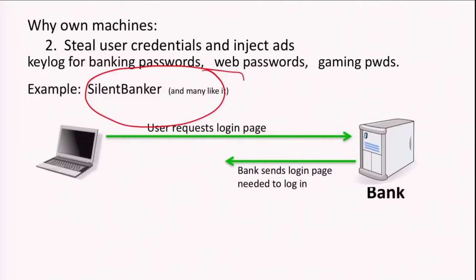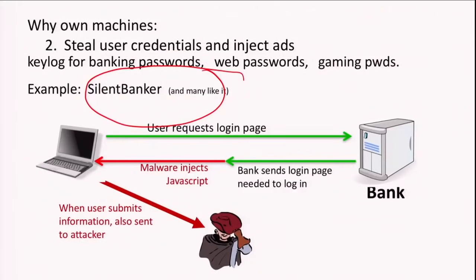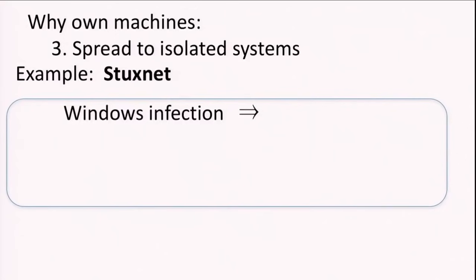Now this silent banker will inject a JavaScript on the way, and then when you type in your banking credentials, it also goes to the attacker because of this JavaScript. Now this is not the only way, there are many other ways to do this. The Zeus botnet is also using a very similar technique.